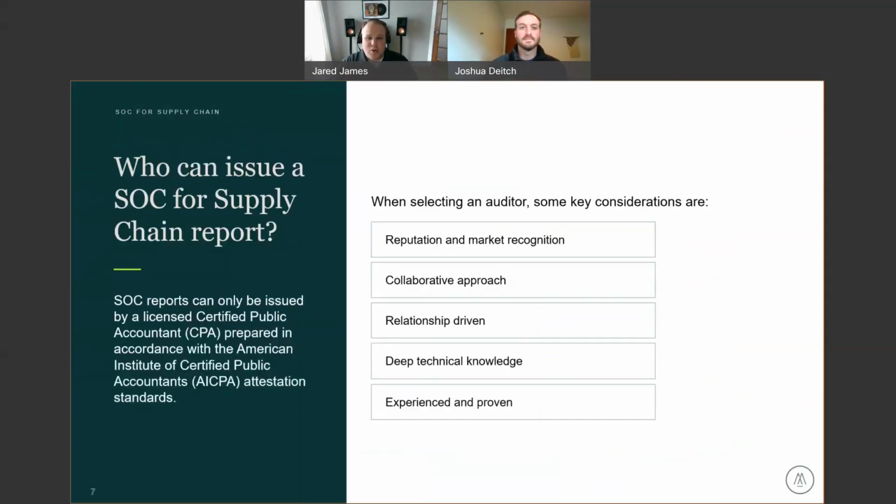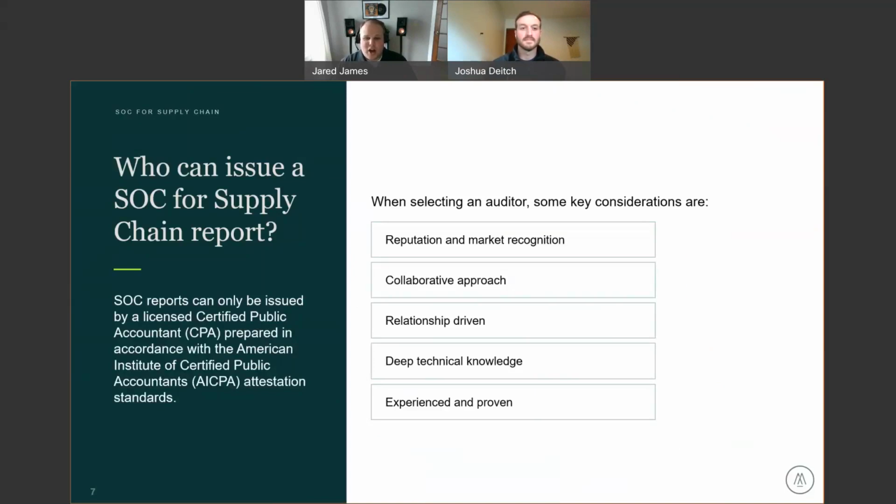And then finally, who can issue a SOC for supply chain report? Similarly to all the other SOC reports, these must be issued by a licensed certified public accountant, or CPA. It has to be prepared in accordance with the rules and regulations set forth by the AICPA.